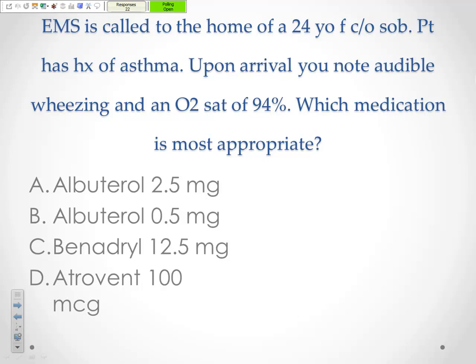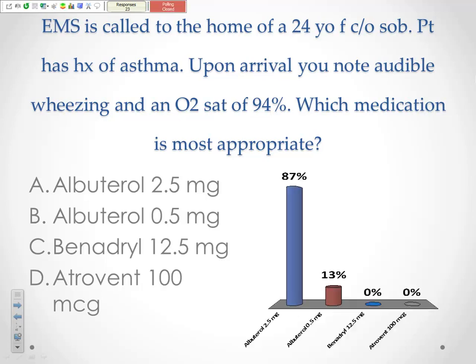All right, the correct answer is albuterol 2.5 milligrams, which is how many milliliters? 0.5 milliliters.